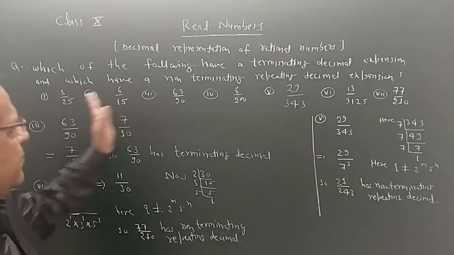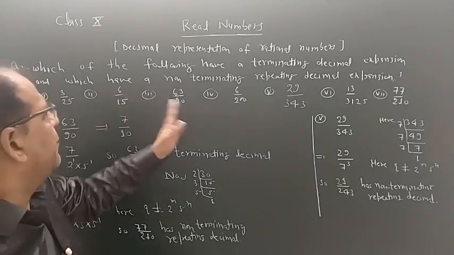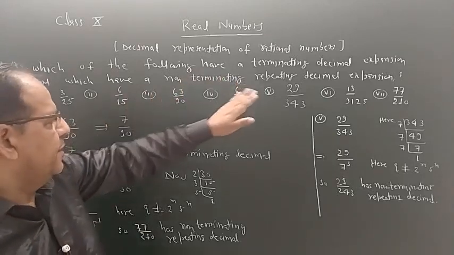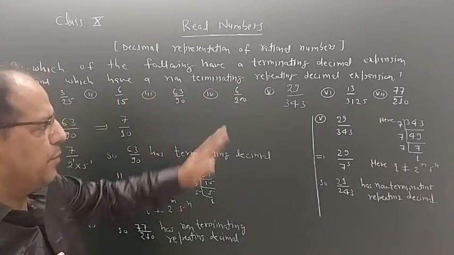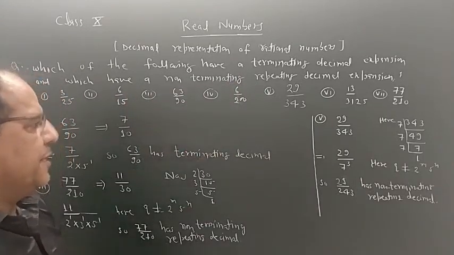So these are some problems in which we check, without the long division method, whether the given rational number has a terminating decimal expansion or a non-terminating repeating decimal expansion.